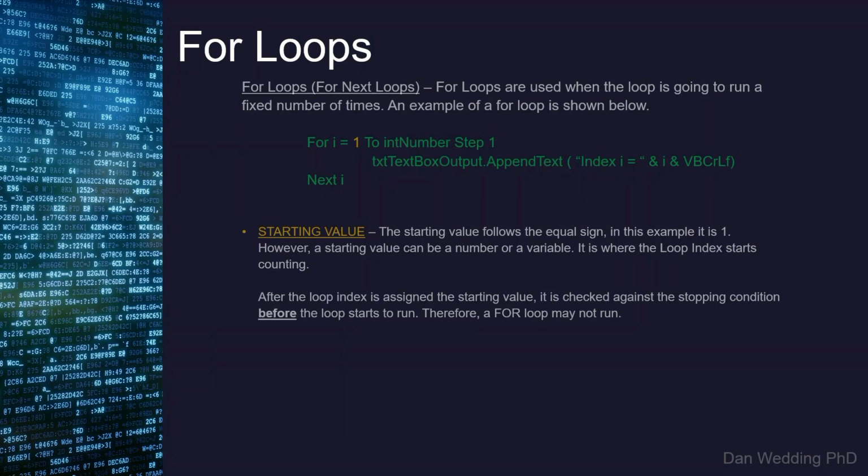The starting value follows the equal sign. In this example, it is 1. However, a starting value can be a number or a variable. It is where the loop index starts counting. After the loop index is assigned a starting value, it is checked against the stopping condition before the loop starts to run. Therefore, a for loop may not run.